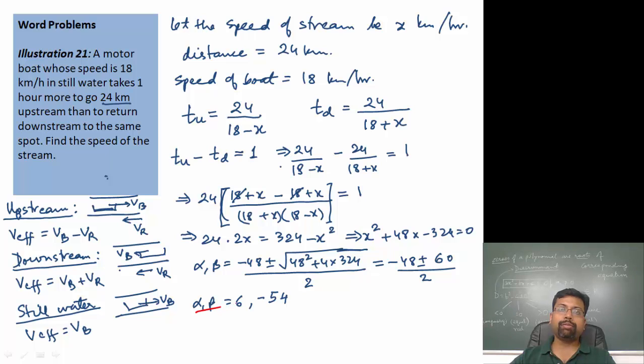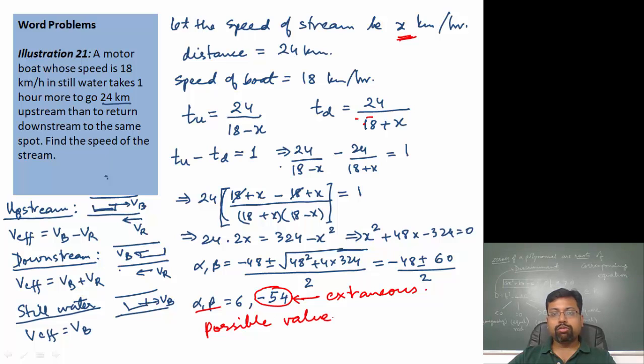What is alpha and beta? Alpha and beta are the values of speed of the stream. So speed of the stream can never be negative, as it is total distance by total time. So this value minus 54 is again rejected, as it is an extraneous value. So the possible value of x equal to 6. So now you can say, therefore, speed of stream is how much? Speed of stream is equal to 6 kilometers per hour. This is how you find this value.